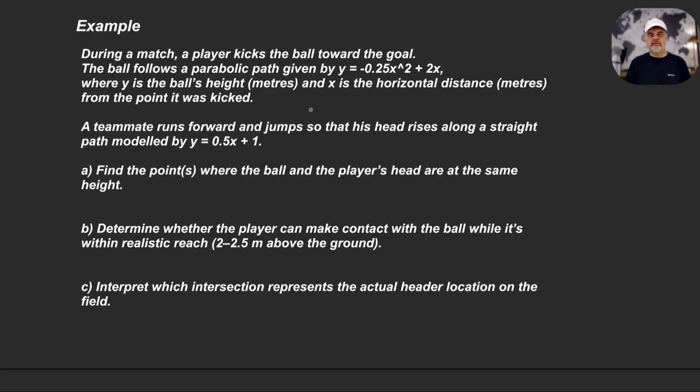And then when the ball flies up in the air, a teammate runs towards the path of the ball and jumps up in the air along this line, where you have the equation y is equal to 0.5x plus 1. The question is, find the points where the ball and the player's head are at the same height. So where do they meet? The player would take the ball and hit or redirect it with his head. Part B, determine whether the player can make the contact.